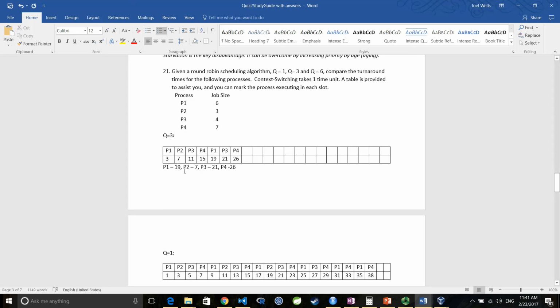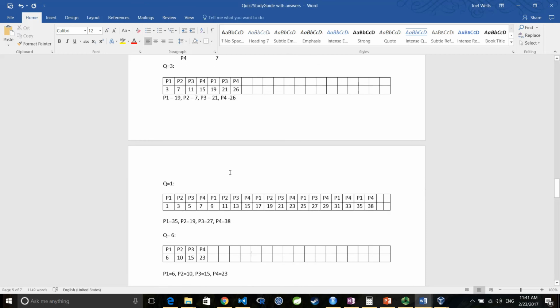So you can just see P1 completes at 19, P2 completes at 7, P3 completes at 21, P4 completes at 26. It's pretty straightforward. You can see with a time quantum of 1, it's more of the same. Usually the steps are in 2, context switch time plus quantum. And here's all the turnaround times. You notice they're a lot longer.